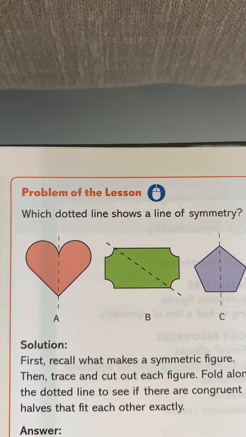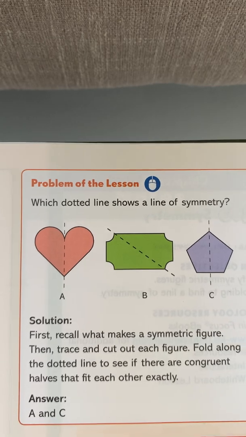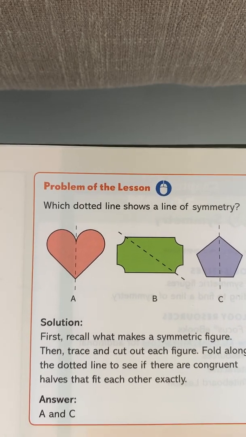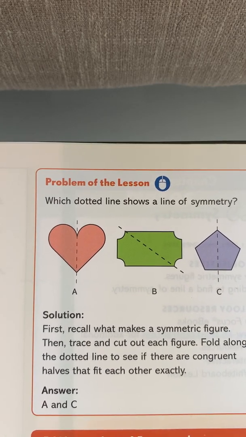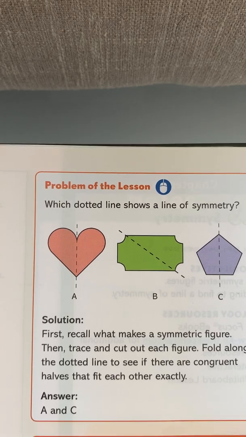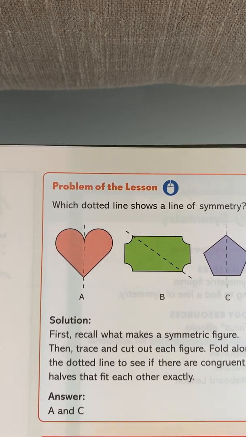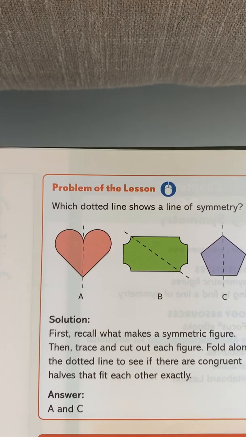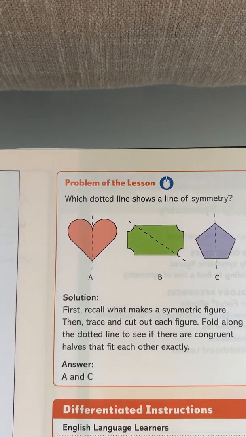Excellent. So you should have said both A and C are symmetrical. B is not symmetrical because when you fold them in half, their sides and their halves are not equally the same. Okay, they are not the exact same.